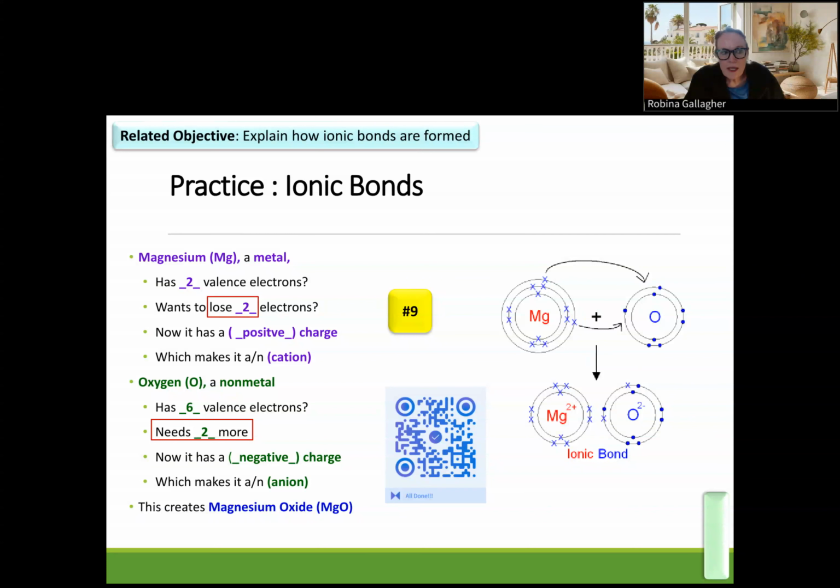Okay, so this is an ionic bond. Now, in your notes, you don't have to write the whole sentence. All you're doing is putting in the numbers. Okay, just put in the numbers. So magnesium wants to lose 2. Oxygen wants 2.